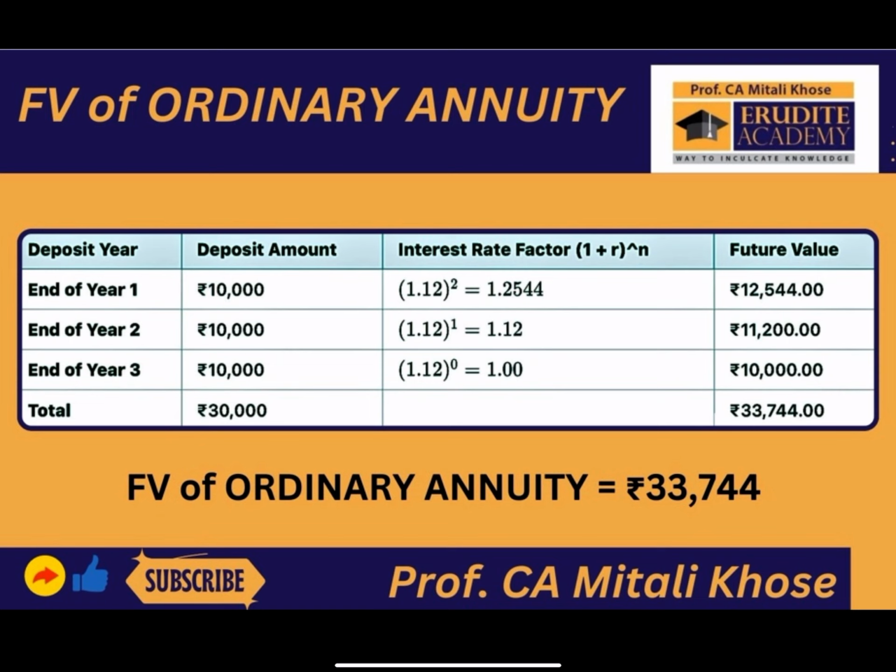For calculating interest rate factor for year 1, we will take 1.12 as base. On 1 rupee, we will get interest for next 2 years. So 1.12 will be multiplied by 1.12. So in calculator, we can type 1.12 into equal to. We'll get 1.2544. Likewise, for year 2, as we are getting interest only for 1 year, so 1.12 will remain 1.12. And for third year, as there won't be any interest, there won't be any interest factor, that we will get our 10,000 as it is.